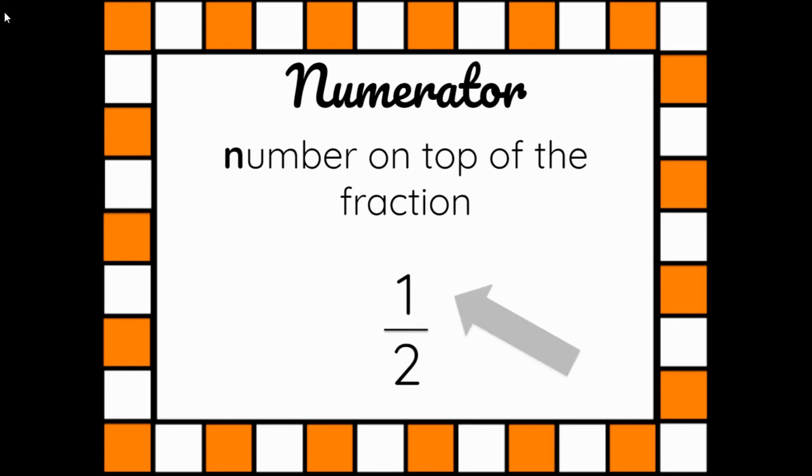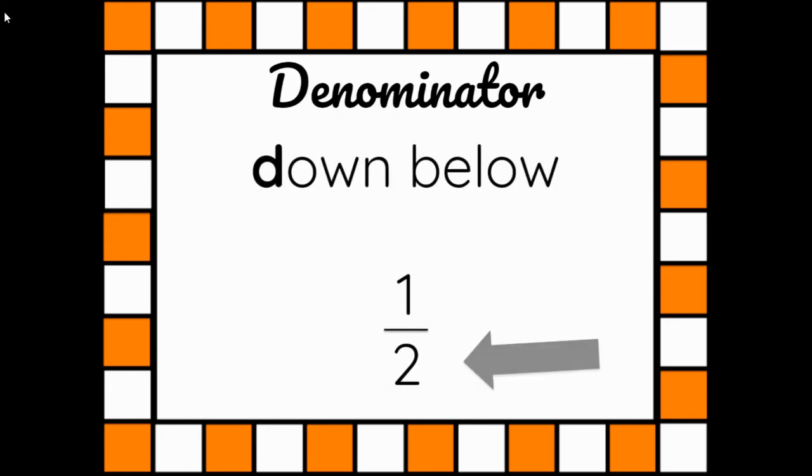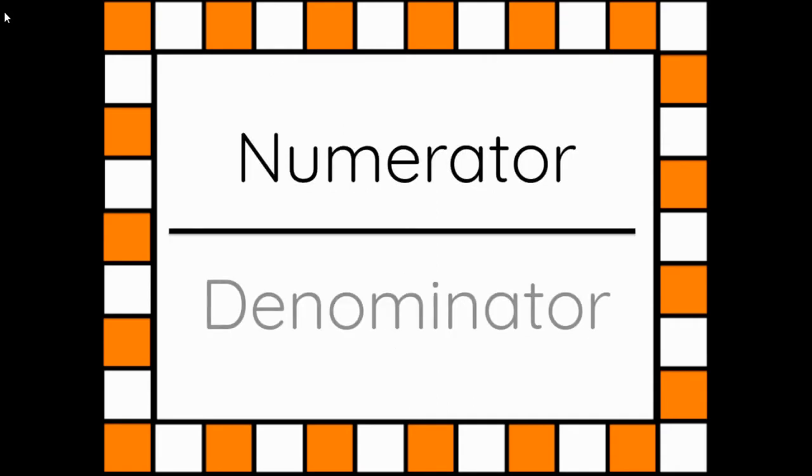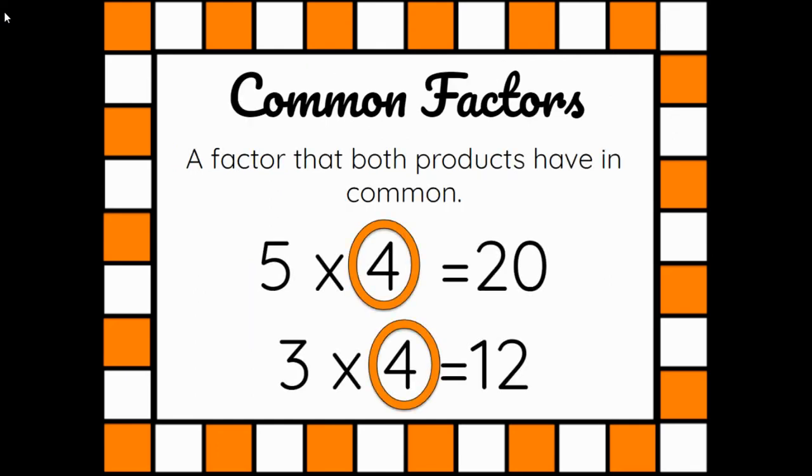Numerator is the number on the top of the fraction. Denominator, and a good way to think of it, is down below. It's down on the bottom of the fraction. So we have the numerator over the denominator. That's how I'll refer to these throughout the lesson. Factors are numbers that are multiplied together to make a product. Common factors is a factor that both products have in common.